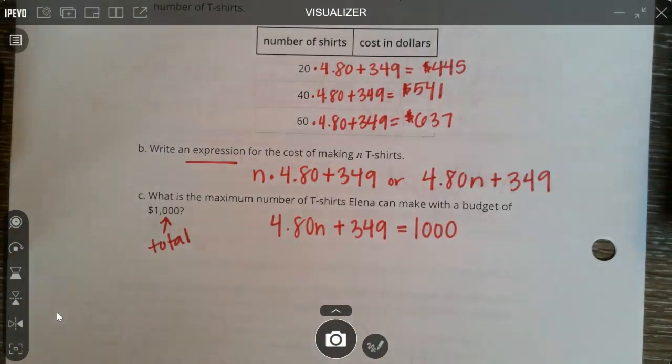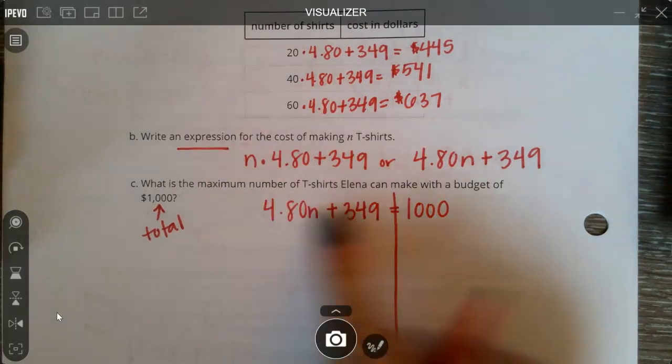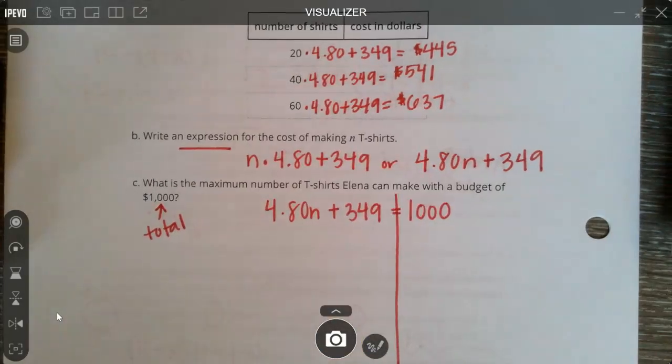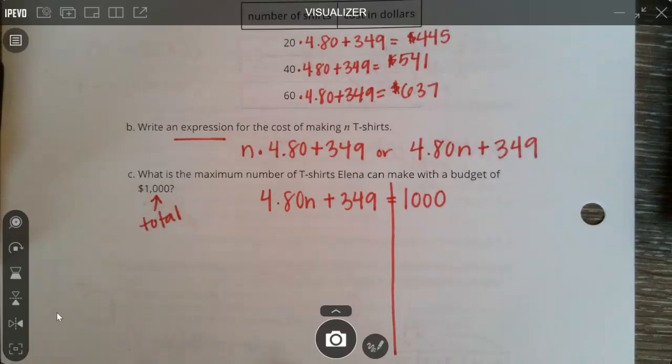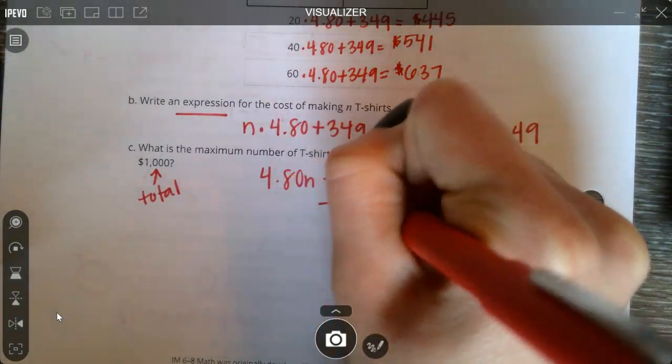Some of you did this and gave me an answer, but you didn't show your work, so you lost credit. You gotta show me your steps. You had to show me that you made an equation up here. I had to know you started with 1,000. So now, what do I do first? Get rid of that 349.